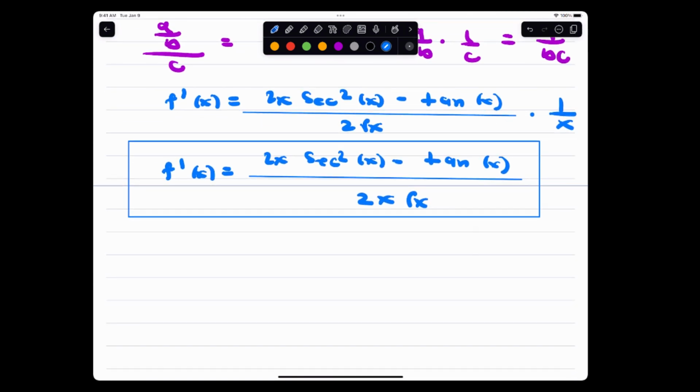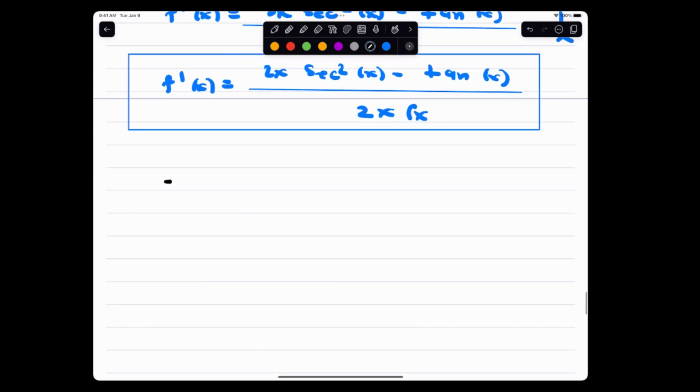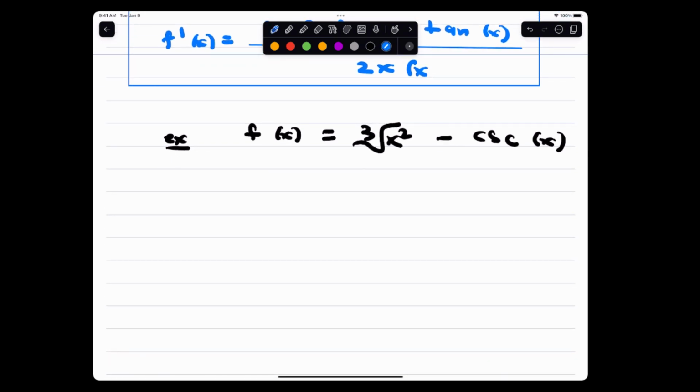Just looking at some of these examples that I put down there for you guys. How about this? Let's just say minus cosecant, just to change that up on you. Let's see if you guys remember some of these properties here.